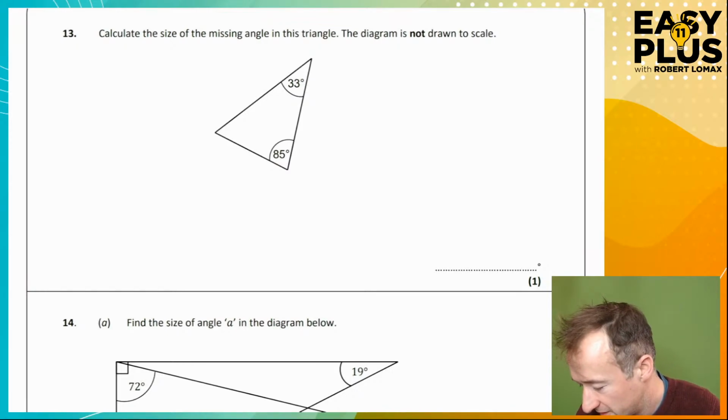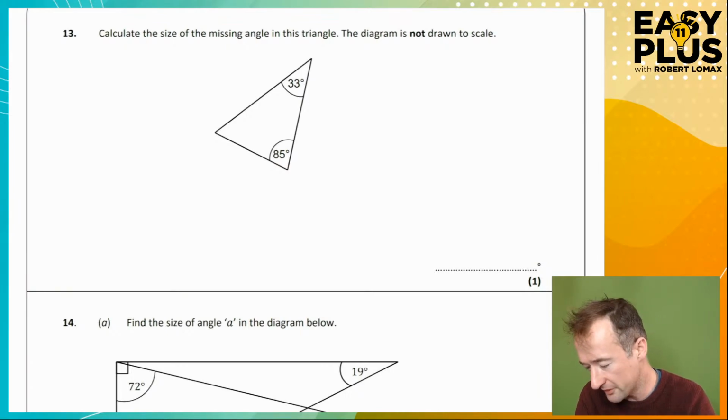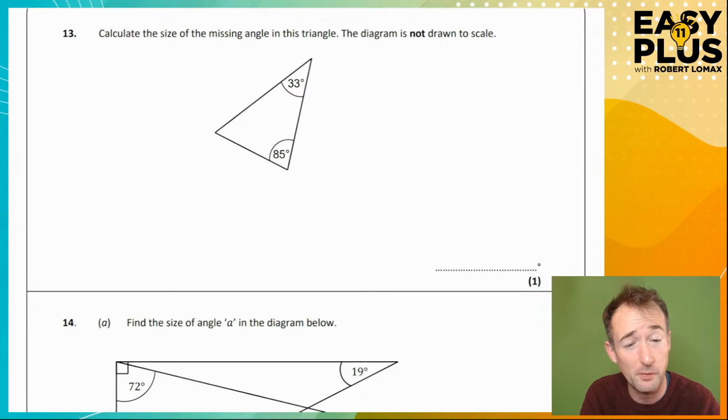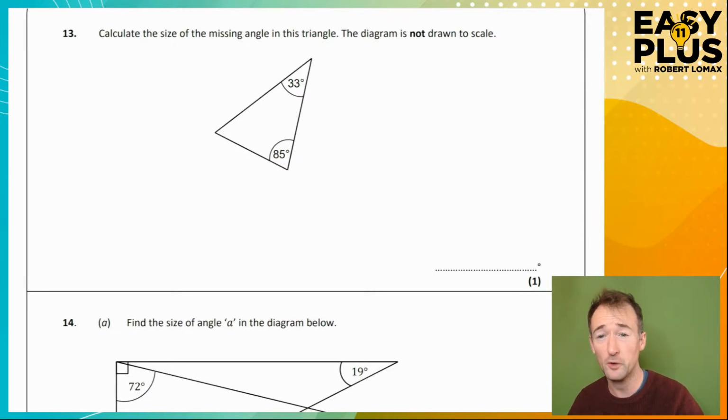Right, 13. Calculate the size of the missing angle in this triangle. The diagram is not drawn to scale. You could almost say that questions 13 and 14 are parts of the same question, because actually the knowledge that you use in this question is going to be relevant in the next question.